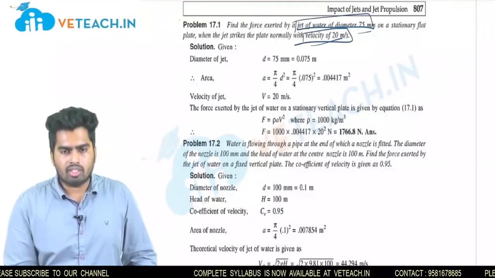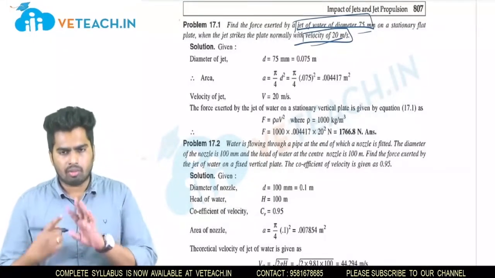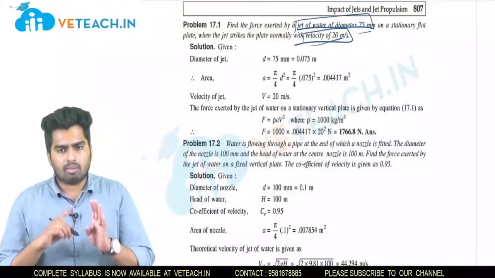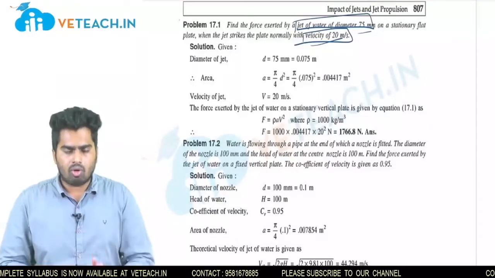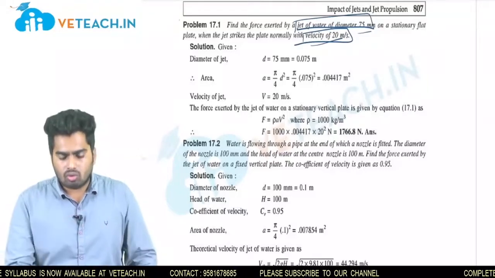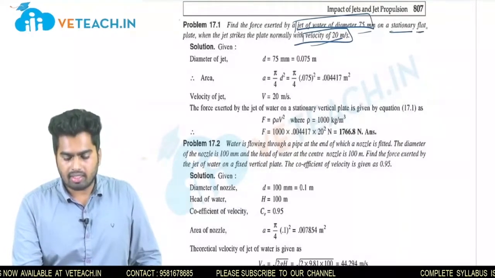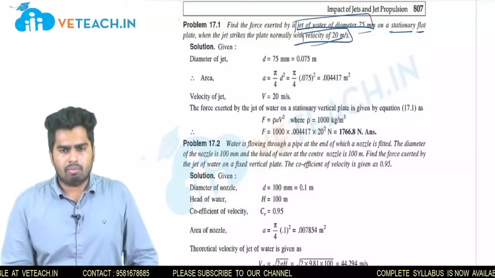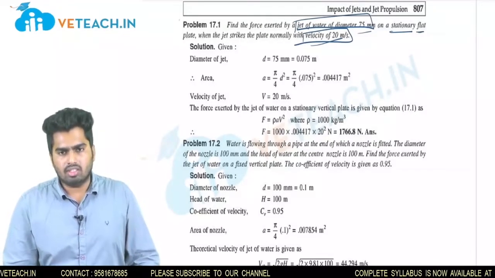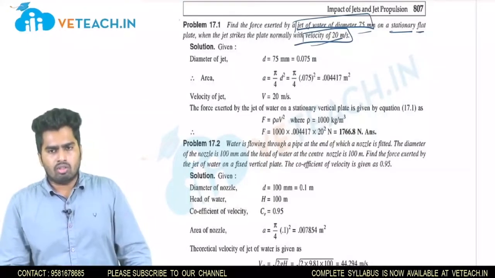One more important thing is that we have to check whether the plate is stationary or moving, and whether the plate is curved or flat. Here the plate is stationary and the plate is a flat plate. By reading these things we have to remember our empirical formula, which is m dot into initial velocity minus final velocity. So let us solve this question.